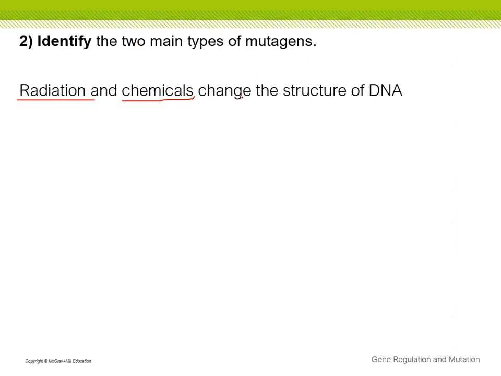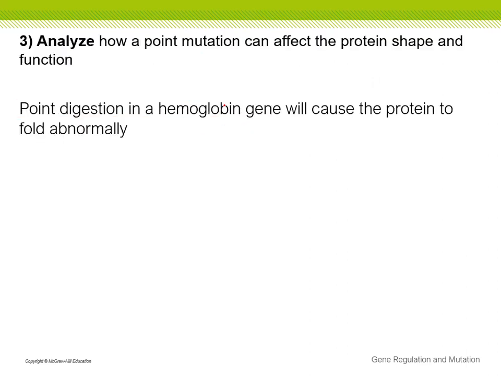Next, we're looking at something called a point mutation. If you remember, this is where we mess up the order of the protein. Specifically, in a hemoglobin gene in your blood cells, this will cause the protein to fold abnormally. It can reduce its stability, basically.